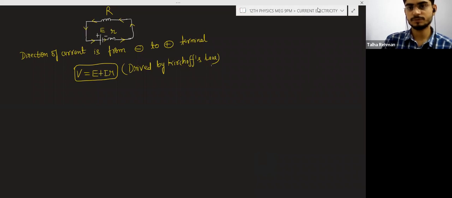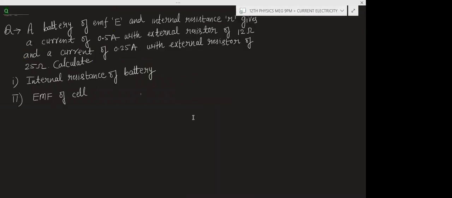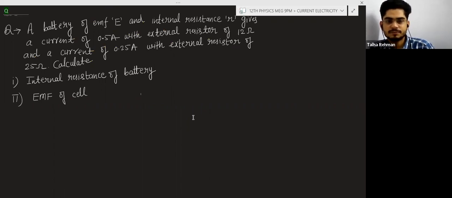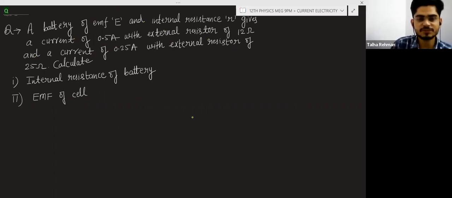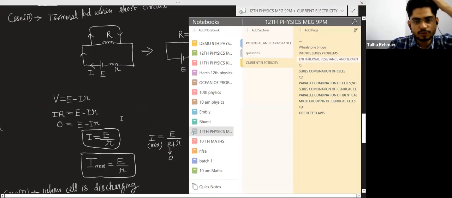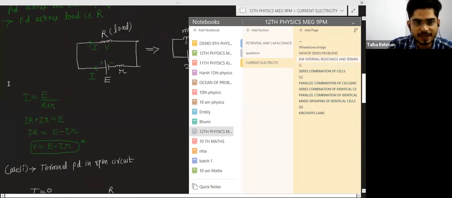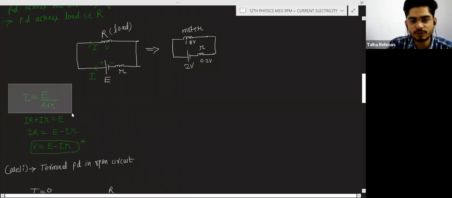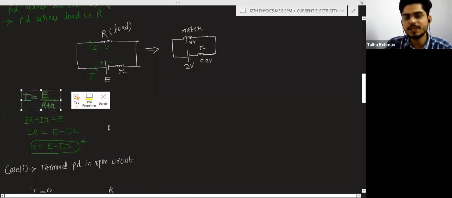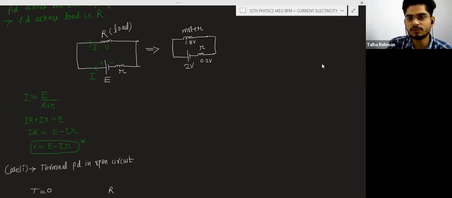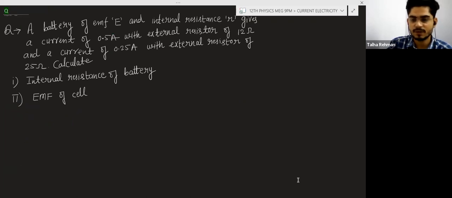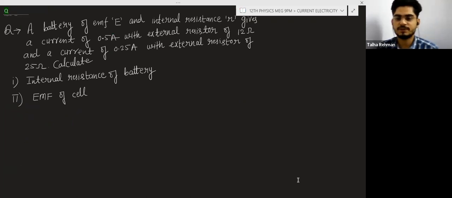Now we will have a question. See this question. First, read this question by yourself. I am giving you 5 minutes. Just try this question by yourself. One thing I want to tell you is that you will use this formula. If you want to calculate the current, just use this formula: current is equal to EMF of the cell divided by the equivalent resistance. Just try to solve this question. After that, I will solve. Okay, Hamza?